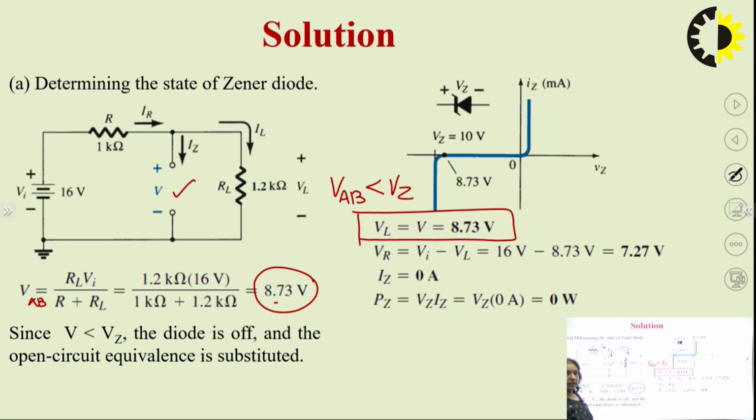So this will be the equivalent circuit. The Zener will be in the off state, that means open circuit. If it is in the open circuit state, this will be your equivalent circuit.